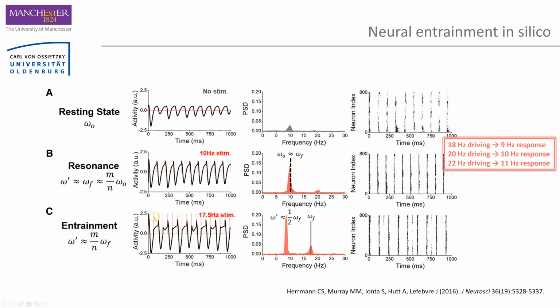Finally, when they entrained with a 17.5 Hertz stimulus, you can see actually that the maximal response is at half that frequency, 9 Hertz, much closer to the resonance frequency of the system, with a very small response at the stimulation frequency. And you can see that pattern again here in the raster plot. So when they stimulated at frequencies that were much greater than the resonance frequency of the system, the biggest response was actually still at the resonance frequency.